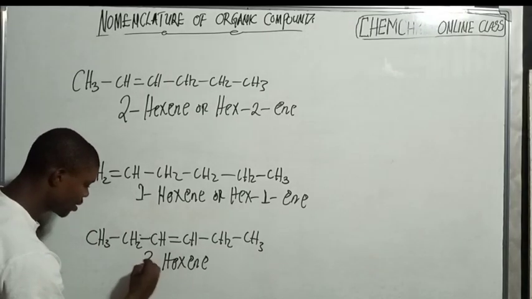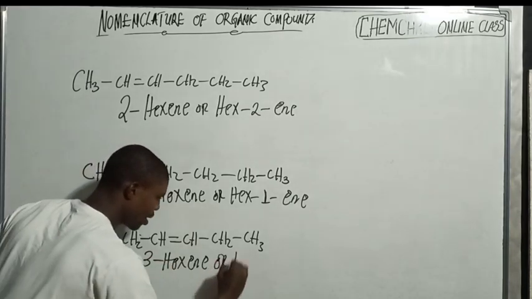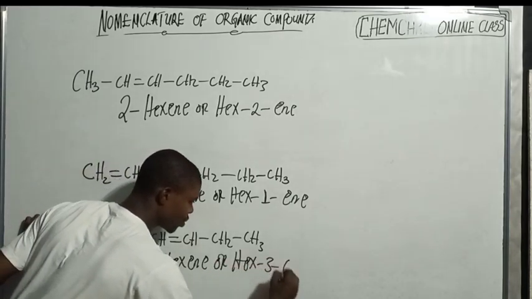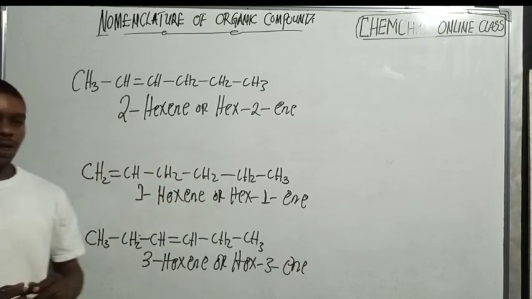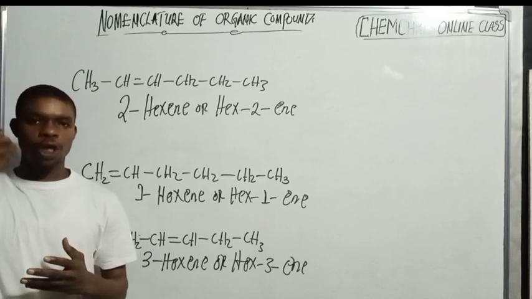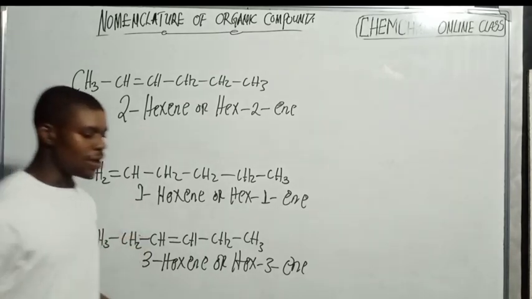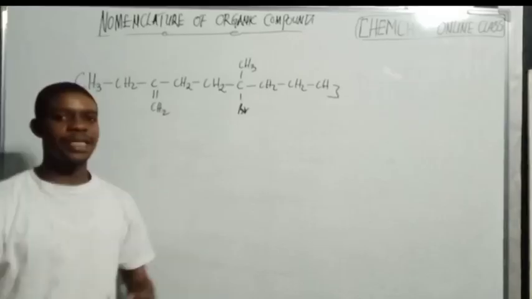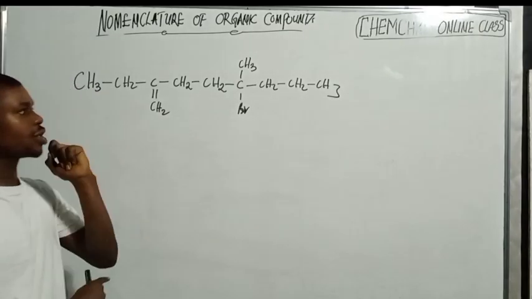So you're going to be 3-hexene, or 3-hexene, three words in. Do you understand? So you say that when you have a double bond here, the double bond must have the lowest possible number. Now let's build it up. Building it up, now we have a structure on the board.